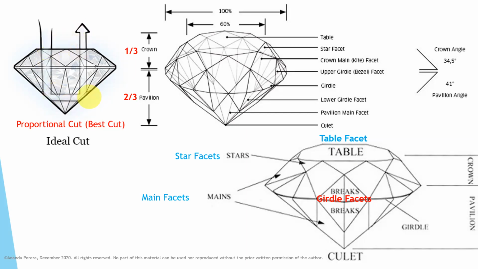So when we are cutting a gemstone, it should be an ideal cut. That means best cut. That means proportional cut. If it is a proportional cut, that is the best gem, giving the luster well. So all the gemstones we have to cut like this.